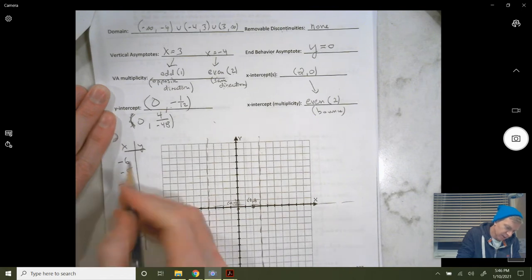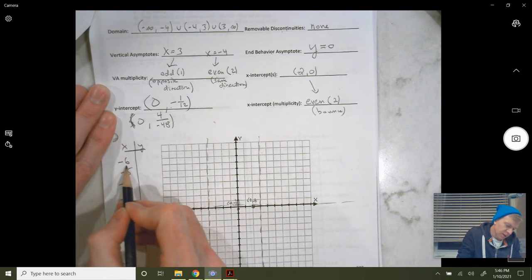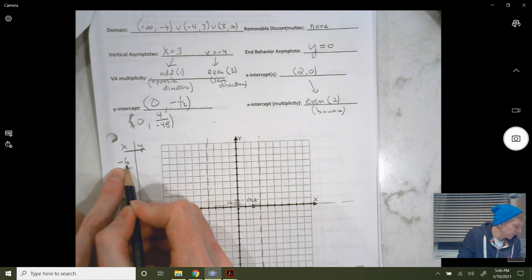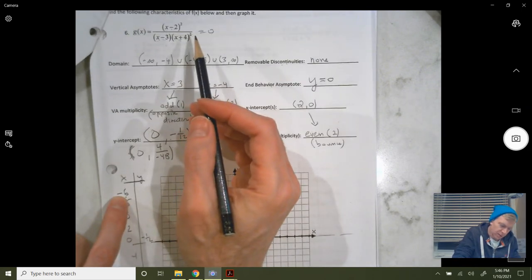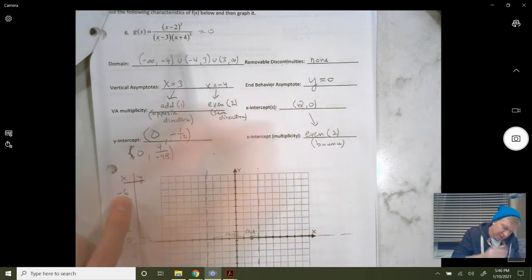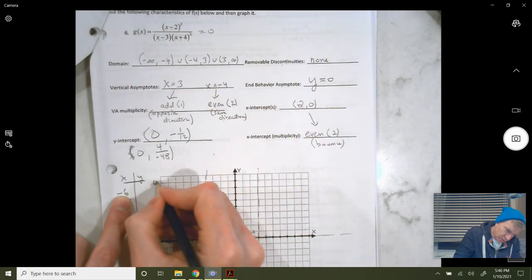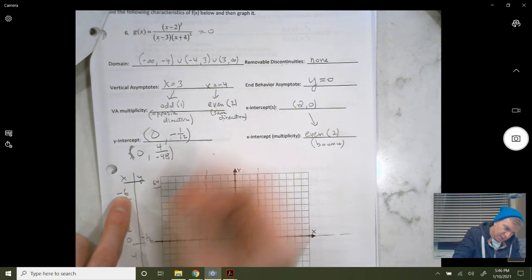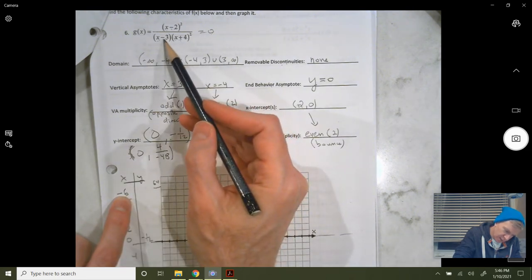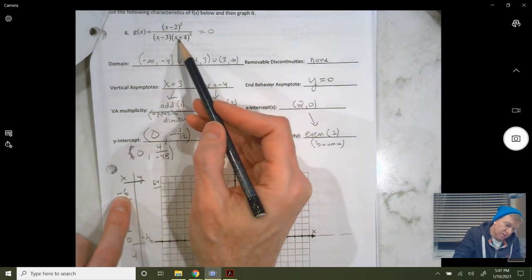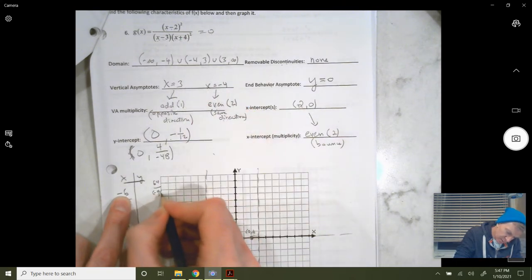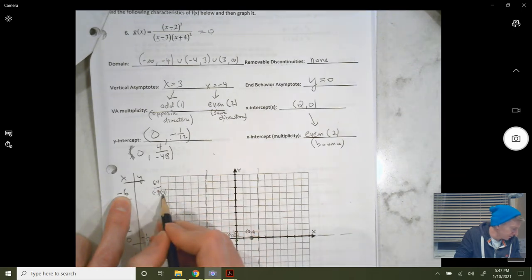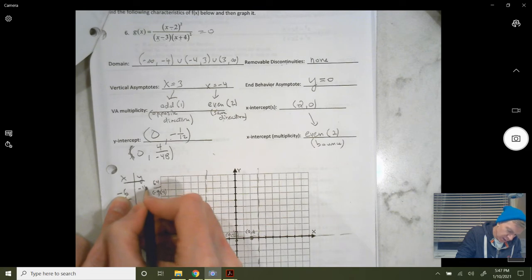Plugging in negative 6 into your function. Let's look at our function. Negative 6 minus 2 is negative 8, squared, so we've got 64 over negative 6 minus 3, negative 9, times 4. So we've got 64 over negative 36, which simplifies to negative 16 over 9.